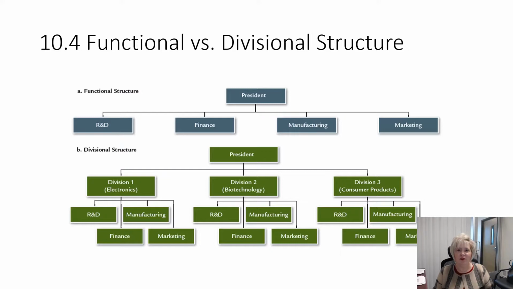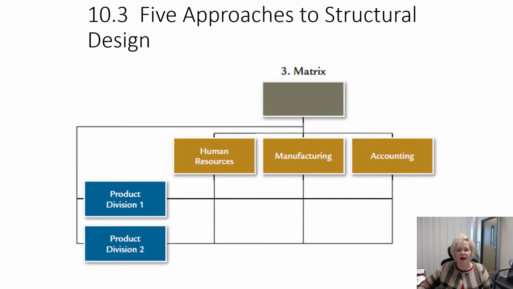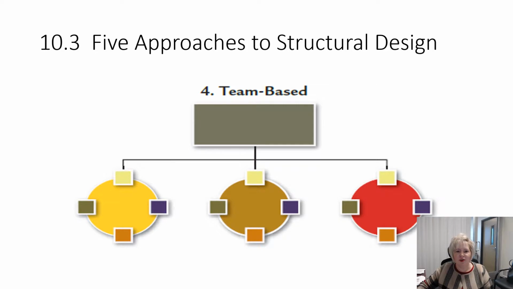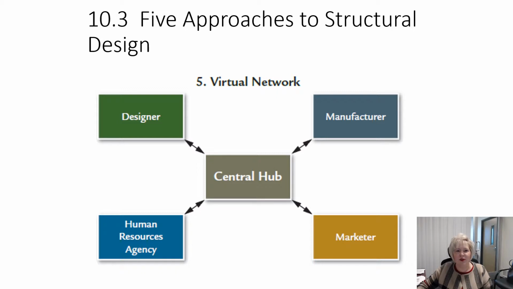There's the divisional structure. This is for a more established business. As you can see, there's many levels here. Then we're going to move over to the matrix structure, where there's the three departments: human resources, manufacturing, and accounting, and then division 1 and 2 for the products. So this is a different type of structure. It's industry based. I'm going to share with you the team structure, and then that's the visual of it, and then the virtual structure. And there are some advantages and disadvantages to this virtual structure.